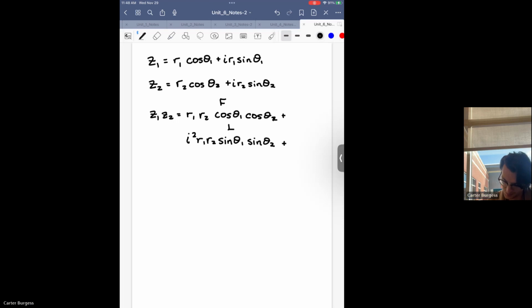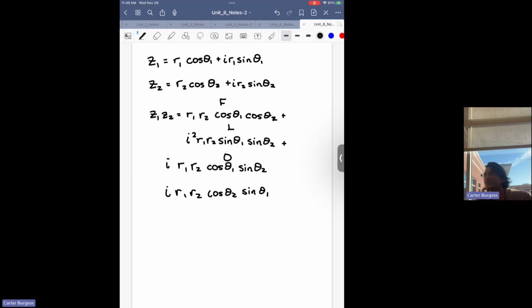plus R1 R2 times i cosine of theta 1 times sine of theta 2. This is our outer. And then another i, R1, R2, cosine of theta 2, sine of theta 1.